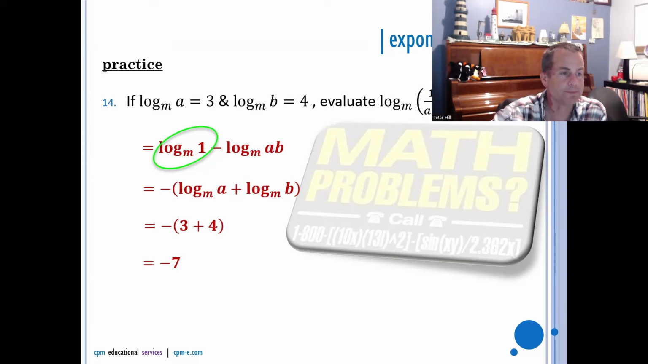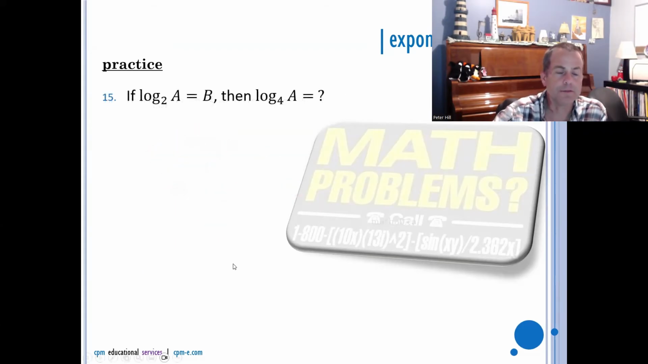All right, friends. Awesome. If log base 2 of A equals B, then log base 4 of A equals what? Okay, so we're trying to change the base here. I'm going to show you this in two different ways. First of all, we're going to say A equals 2 to the B. What I did is I just took this and switched it to exponential form.